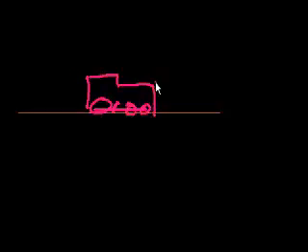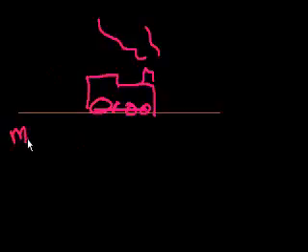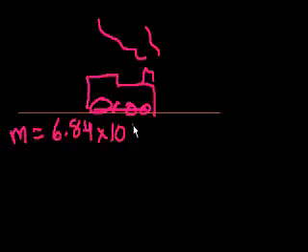Okay, and then the problem says that I have a train on the ground. So this is a train. I'll try my best to draw a train. I don't know, something like that. And there's smoke coming out. And it says the train of mass 6.84 times 10 to the 6th kilograms. That's the mass of this train.